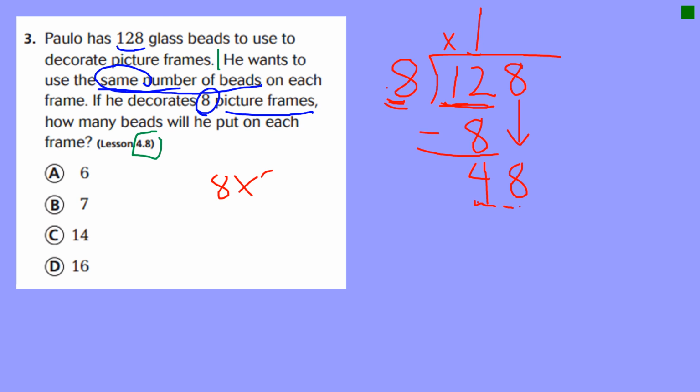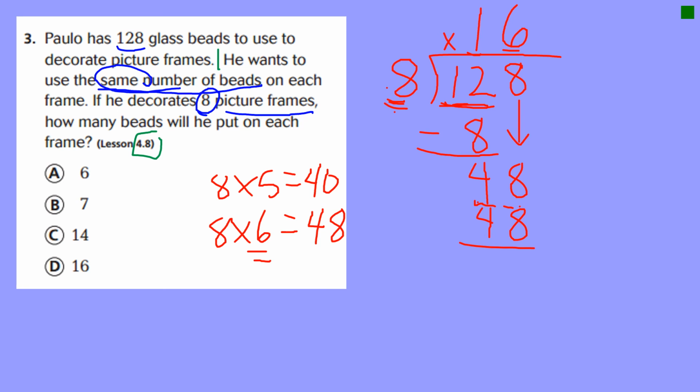Let's see. I know 8 times 5 is 40. So 8 times 6, that's another set of 8. Aha. 8 times 6 is 48. So there's my division. 6 times 8 is 48. Multiply. Subtract. Check. 0 is less than 8. Bring down. Nothing. We're done. Right? Ring-a-ding-ding. How many beads will he put on each frame, boys and girls? 16.